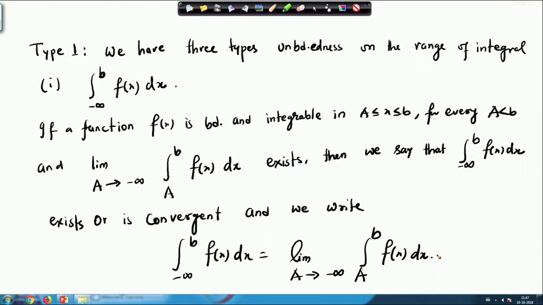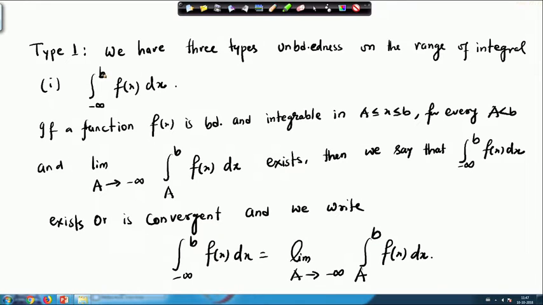So, the thing is, if the interval is unbounded, meaning if we have the range of integral from minus infinity to b, then in that case what we do is we get rid of that minus infinity part by putting it in terms of limit, and then we evaluate this integral from A to b, and afterwards we pass on the limit, and the value will be the same as the value of this integral. So, for this type of integral where the lower limit is minus infinity, we calculate this limit, and this limit is actually the value of the integral.